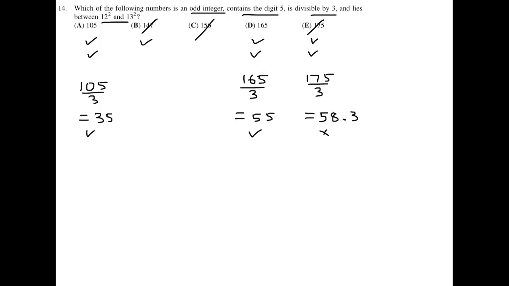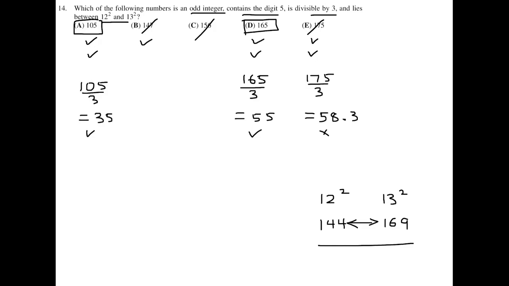And our last condition is between 12 squared and 13 squared. I'm getting ahead of myself. 12 squared is 144 and 13 squared is 169. So the number has to be in between those two. So of the choices that remain, A and D, which of those is between 144 and 169? Well, of course, the answer is D, this one right here.